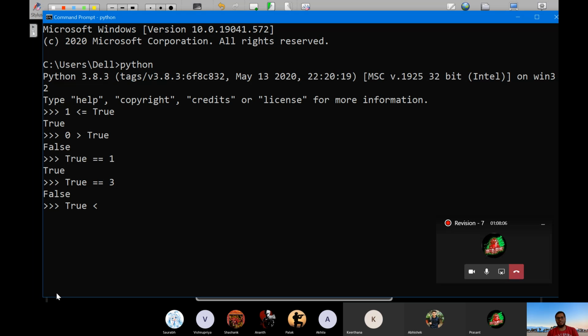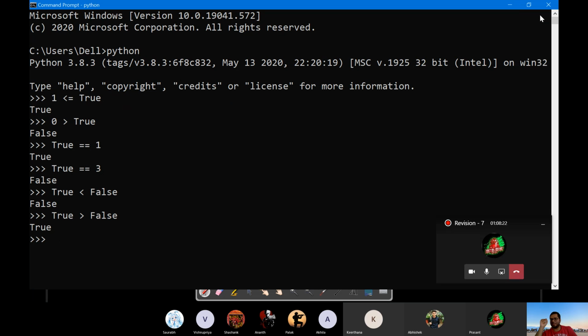True is less than false. 1 is less than 0. False. True is greater than false. True. और 0 is greater than 1 is greater than 0. ये क्लियर है? रिलेशनल ऑपरेटर वाला केस, इज इट क्लियर टू ऑल?